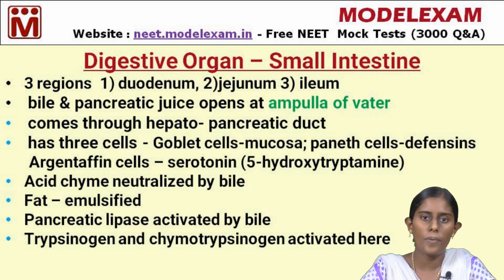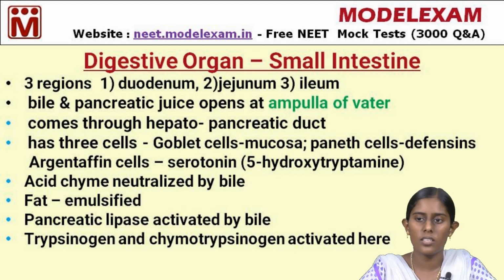What are the cells? Goblet cells. We already know goblet cells are bowl-like cells that secrete mucus. A very important cell is the Paneth cell, which acts as an antimicrobial agent. It secretes defensins. Paneth cells give immunity, and argentaffin cells secrete serotonin, like the enterochromaffin cells of the stomach.